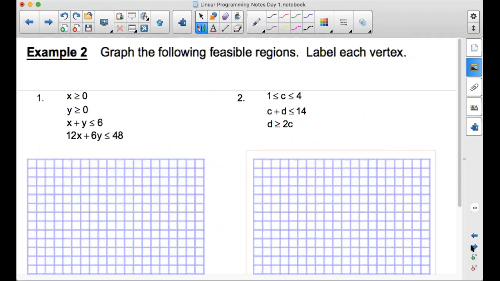So you see now that this is a 4 inequality system. The first 2 say X and Y are greater than or equal to 0. And then we have X plus Y is less than or equal to 6, and 12X plus 6Y is less than or equal to 48. It wants us to graph the feasible region. So that's that bounded area where everything intersects, overlaps. And then it also says label each vertex. So now we're going to be focusing on where they are meeting and we're going to label them.